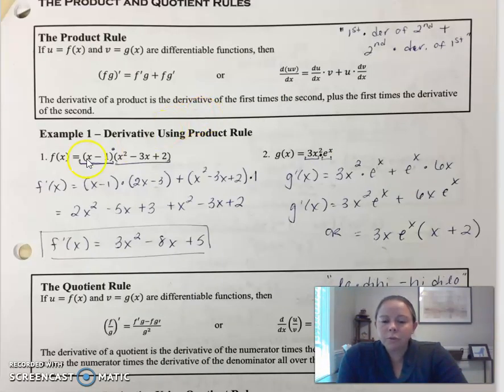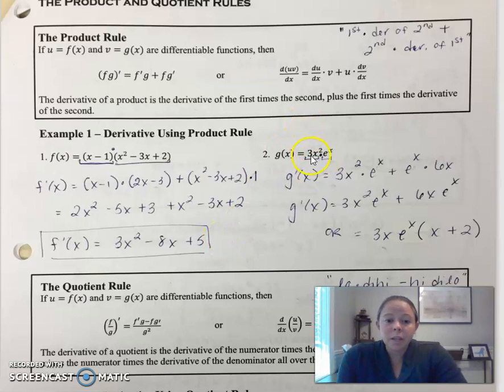So the product rule, if you have two functions that are being multiplied, then you can use the product rule. So you'll have the first function stays the same times the derivative of the second, 2x minus 3, plus the second function stays the same times the derivative of the first. And you're done. Yay. Now combine like terms, and that's your answer.